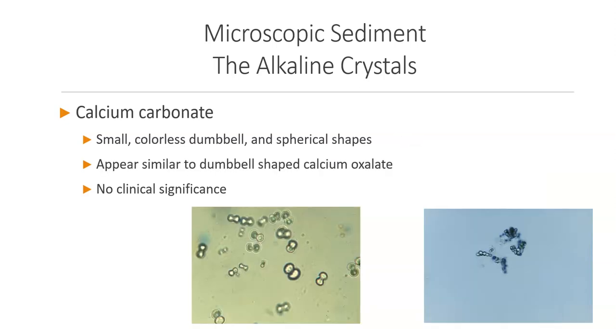This is another crystal that is uncommon in the normal urine of an alkaline pH. These are calcium carbonate. They are small with no color and may be dumbbell or spherical in shape. Sometimes they are mistaken for amorphous phosphates. The crystal may also be similar to calcium oxalate dumbbell forms.